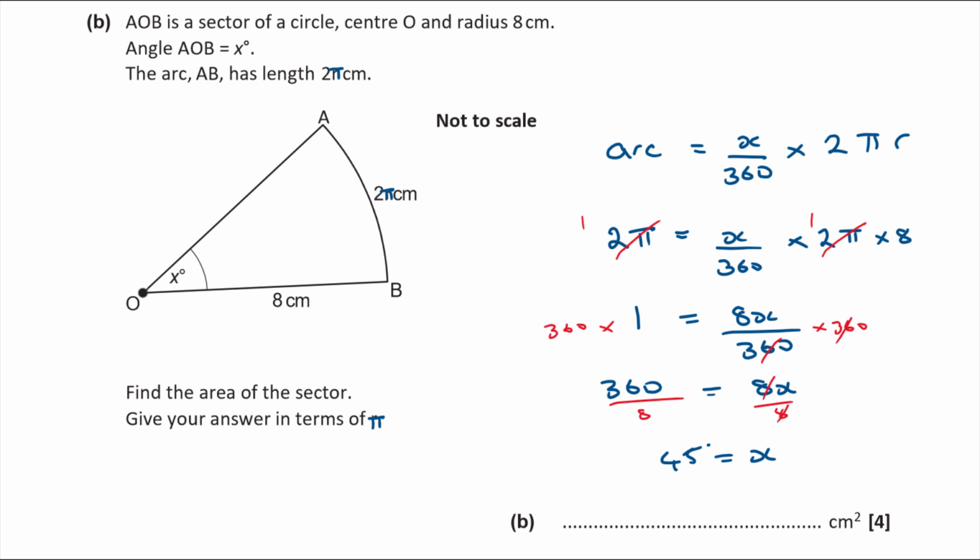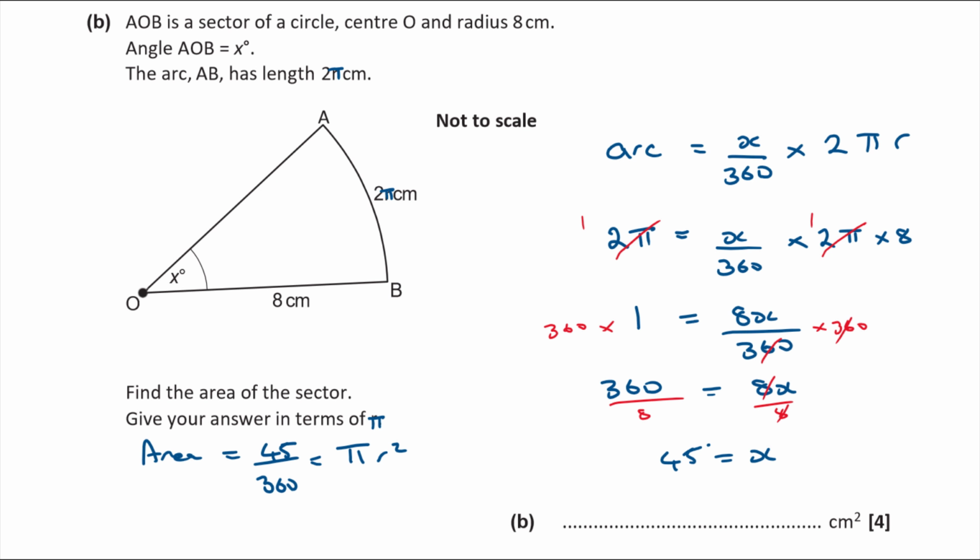Okay, so we're not quite done. That's the angle. Now we've got the angle, we then need to work out the area. So the area is going to be, well, normally for a circle, it's pi r squared, isn't it? Okay, but we have got not a full circle. We've got 45 360ths of a circle.